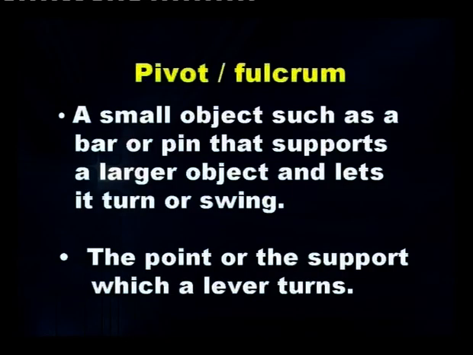Now, I'd like us to have a look at the definition. It says a pivot or a fulcrum is a small object, such as a bar or pin, that supports a large object and lets it turn or swing. I've shown you, receiving students in class, on that pair of scissors. Another way we can say it is the point on the support on which a lever turns. Now, if you can get that quickly done in your workbooks.